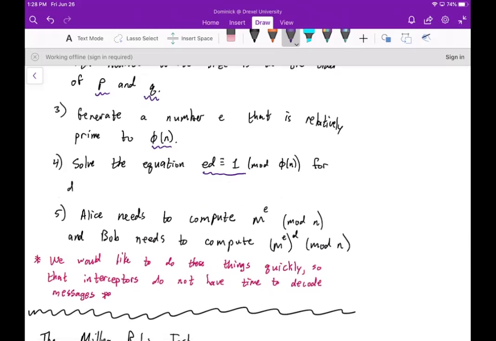And then finally, Alice would need to compute m to the e mod n, and Bob would need to compute m to the e to the d mod n. And of course, we would like to do all of these things quickly so that interceptors don't have the time to decode the messages or decode the algorithm.